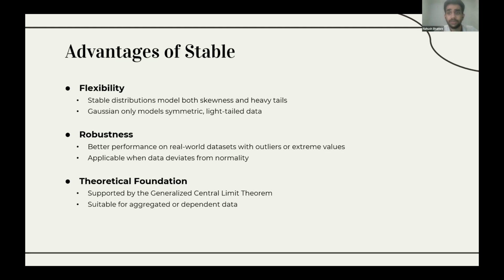Finally, stable distributions are backed by the generalized central limit theorem, which extends the classical result to cases where the data generating process involves heavy tail variables. This makes stable distributions theoretically appropriate for modeling sums of dependent or non-Gaussian variables, which is especially relevant in domains like finance and environment modeling.